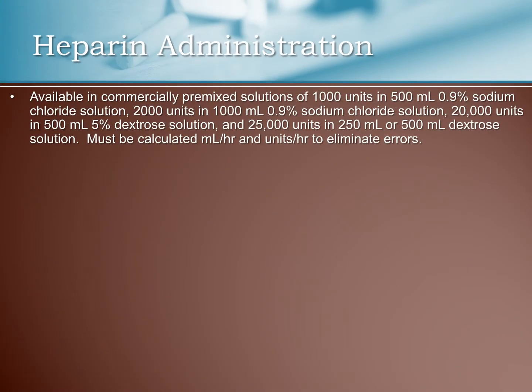Heparin is an anticoagulant that does get ordered intravenously to treat thromboembolic disorders. It's available in commercially premixed solutions of 1,000 units in 500 milliliters of 0.9% sodium chloride solution, 2,000 units in 1,000 milliliters of 0.9% sodium chloride solution, 20,000 units in 500 milliliters of 5% dextrose solution, and 25,000 units in 250 milliliters or 500 milliliters of dextrose solution. It must be calculated per milliliter per hour and units per hour to eliminate any errors.